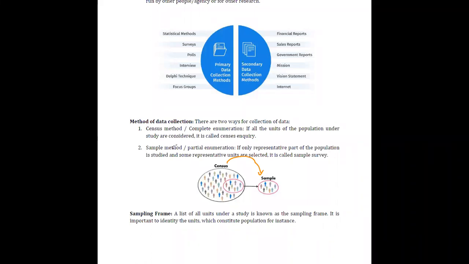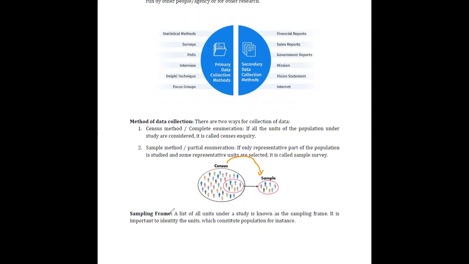If I brief about the sample method, we are saying it as the partial enumeration method as well. If only a representative part of the population is studied and some representative units are selected, it is called a sample survey. This is what I have explained previously also. If you are taking a part of a population or a part of a census, then it can be considered as a sample. And if you are collecting your data based on the sample and making inferences, then this method is called the sample method, or it can be considered as the partial enumeration method.